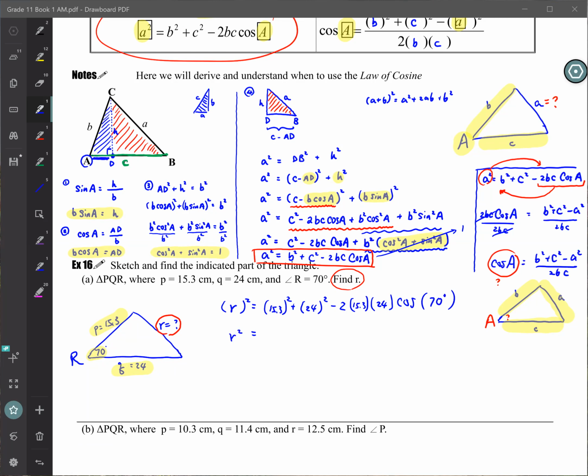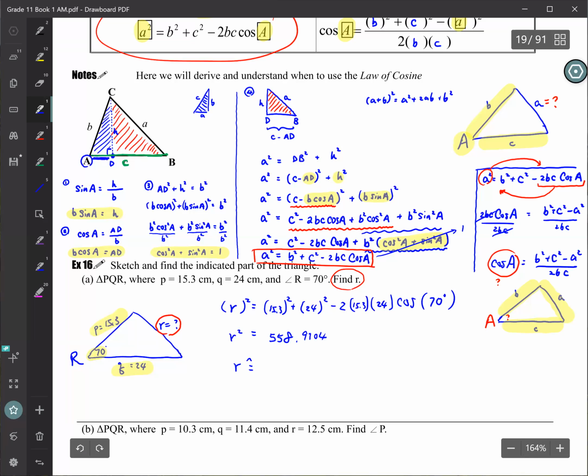Okay, Brandon, what number do you have? I got 558.9104. Okay, because it's not the final answer, we'll try to keep at least 3 decimal places. And then to get R, you just square root that number. Okay, so that number will be what, Colin? 23.6. Yeah, thank you. 23.6. Okay, so final answer, you can do the rounding. Okay, so that is your final answer.